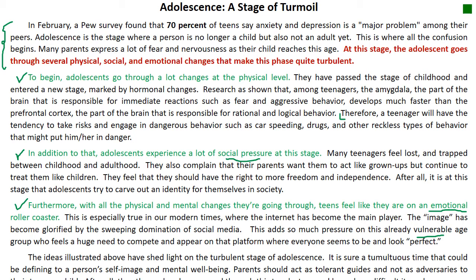The ideas illustrated above have shed light on the turbulent stage of adolescence. It is sure a tumultuous time that could be defining to a person's self-image and mental well-being. Of course, I rephrased my thesis, I summarized, and then I ended with, of course, advice. But please never say I advise you. Just say parents should, adults should. Parents should act as tolerant guides and not as adversaries. Strict parenting is not advised at this stage, etc. Leave the reader with a final thought, with a call for action, with some advice, with feelings, etc.